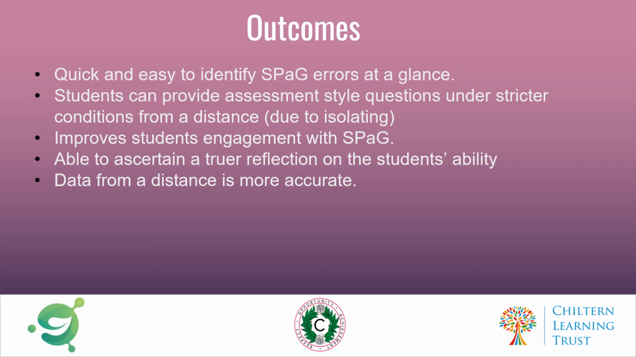So previously we noticed that the apostrophe was missing in a plural. We were able to see that very quickly. We are able to ascertain a truer reflection of the student's ability. We noticed during lockdown that we're not actually sure exactly what the student has produced. They may have used synonyms, their spelling may have been automatically corrected, but from a distance we are able to collect data that is far more accurate than it was before.